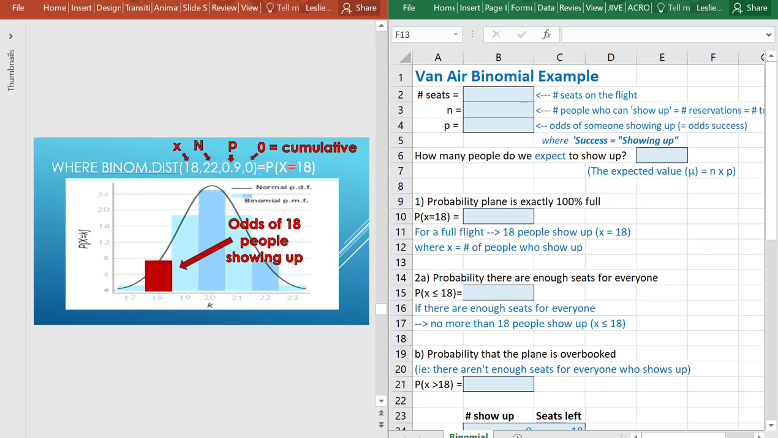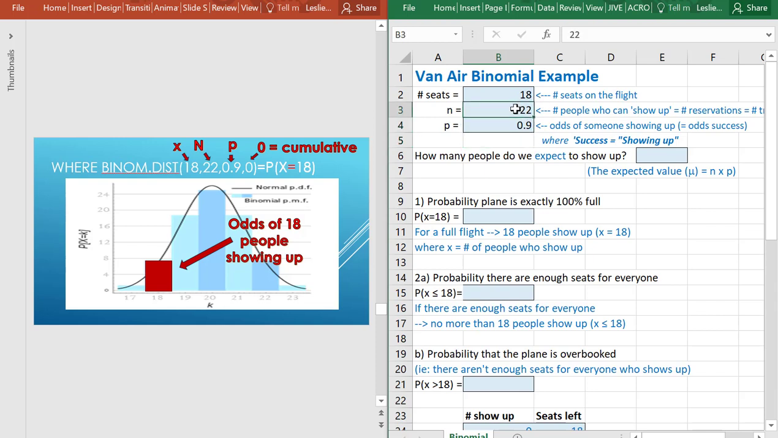Okay, now let's do this Van Air binomial example in Excel. So this overbooking example. There were 18 seats on our flight. Let's start by allowing for 22 reservations. We're going to start N at 22, and we can change this later. Odds of each person showing up is 90%.